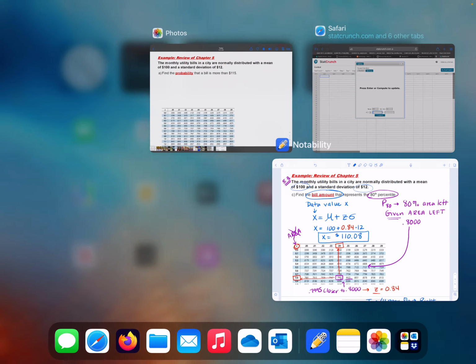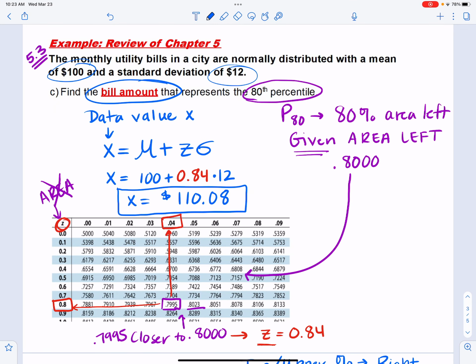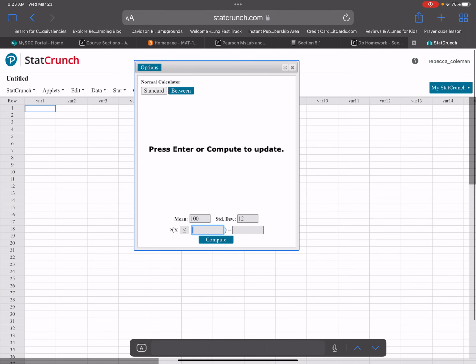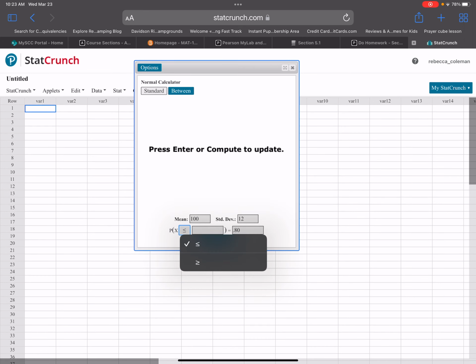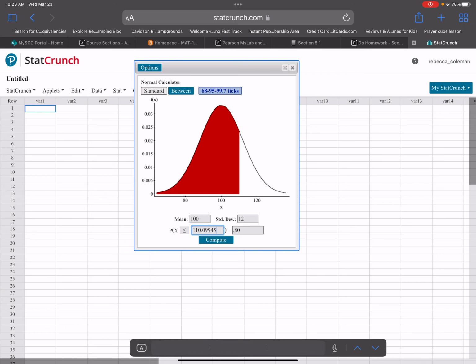What I know is that the area to the left, that's less than, is 0.80. So areas go in this box over here. This is my area box. I'm gonna make sure that I have the direction right. Percentiles are always left, they're always less than. And when I hit compute, notice right there, if I round that to 2 decimal places, I'd be looking at $110.10.